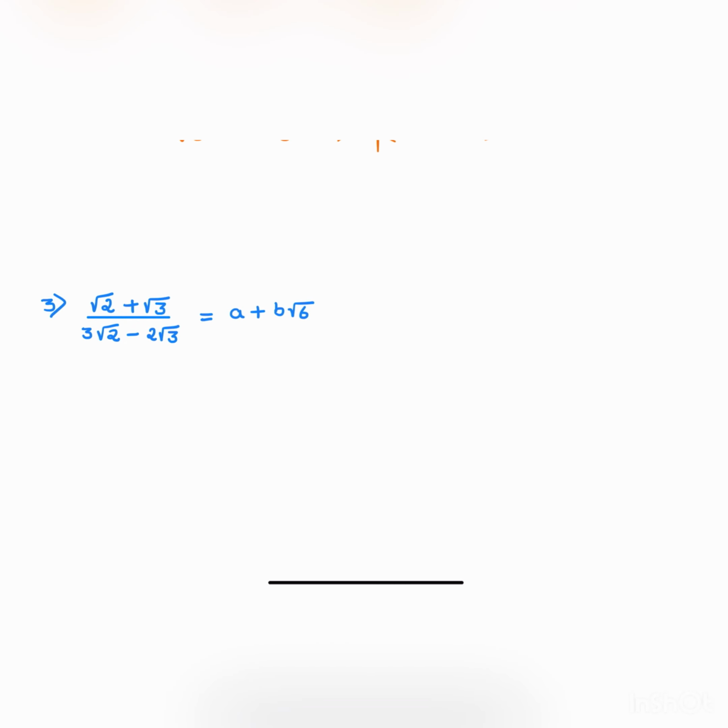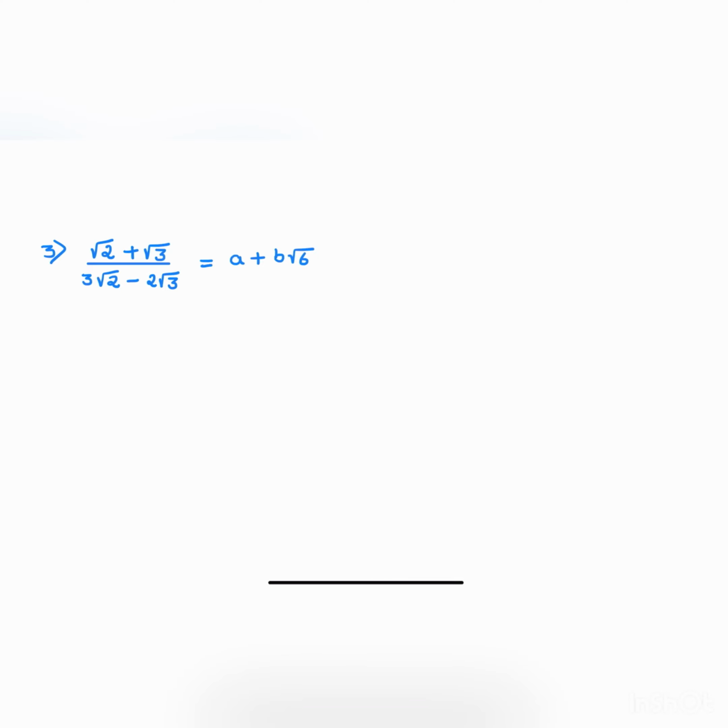Next one. It is root 2 plus root 3 divided by 3 root 2 minus 2 root 3 is equal to a plus b root 6. And then what are we supposed to do? We are supposed to find out the value of a and b. Let us find out that.